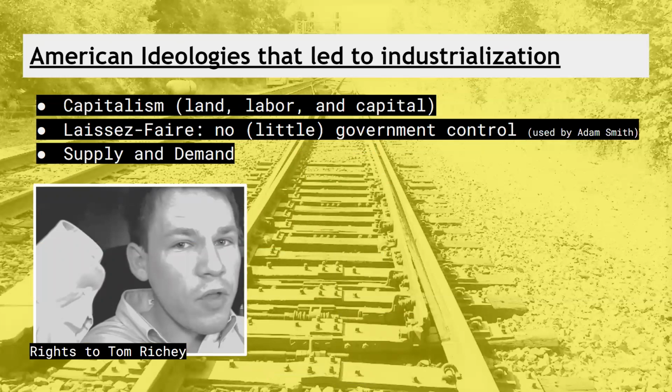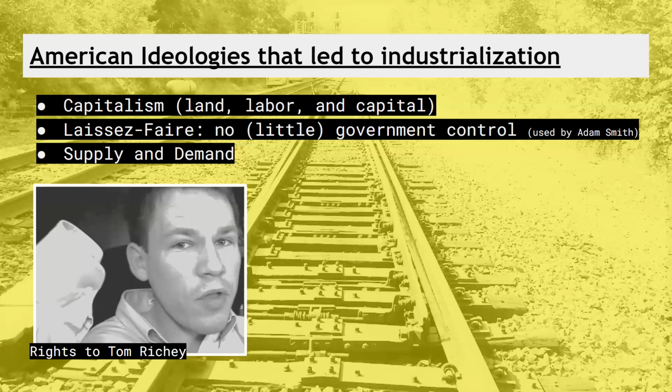So, American ideologies that led to industrialization. We were able to get to this place of power through some of these things that we've had since we got independent. There's capitalism, and that's when you have land, labor, and capital as means of how the country runs. So it's not like, oh, government owns everything, people have no say. Then laissez-faire. It's not always been laissez-faire, but it shifted more to laissez-faire since the Civil War, with little government control.